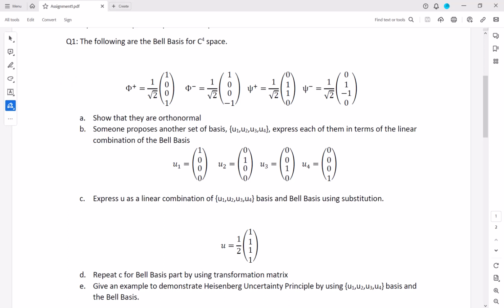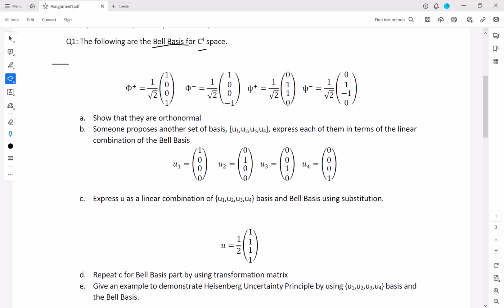What's the pen? Yeah. So the first question is that you are given 4 bases. They are called Bell bases, right? We will learn that later. Now, I jump directly to C4 space, okay? Although I did not tell you what is C4 yet, doesn't matter. You see that it has 4 basis vectors.